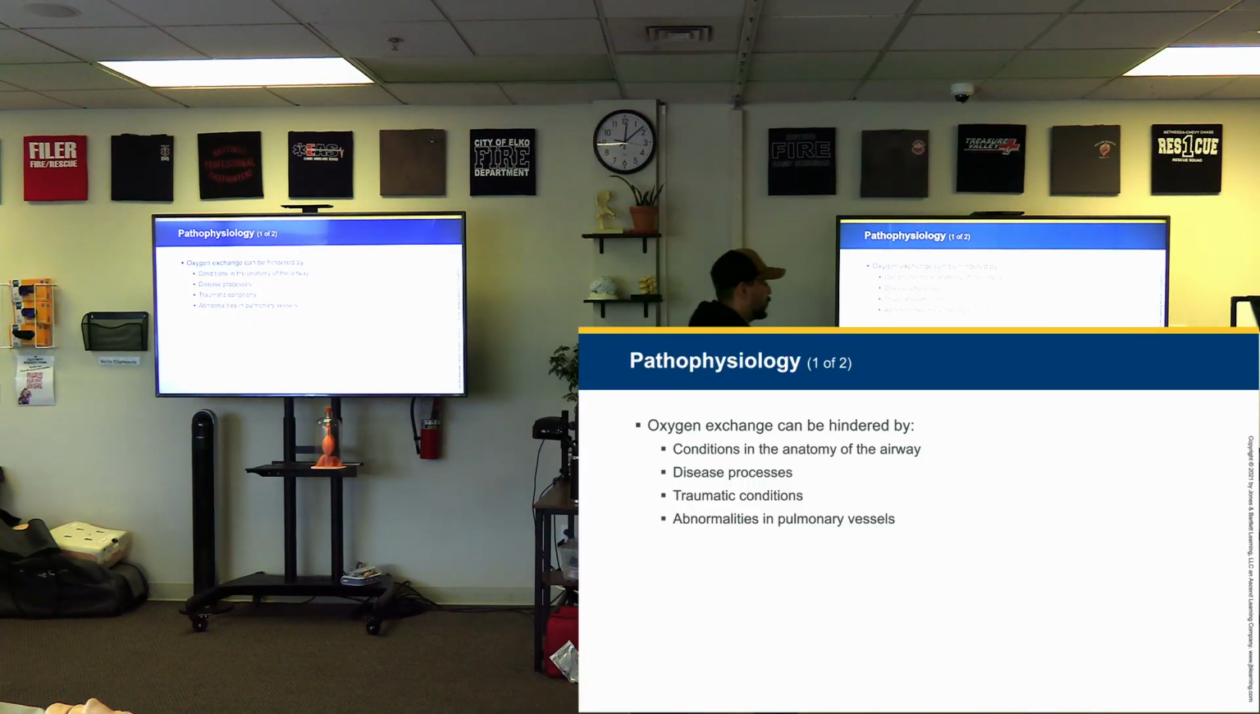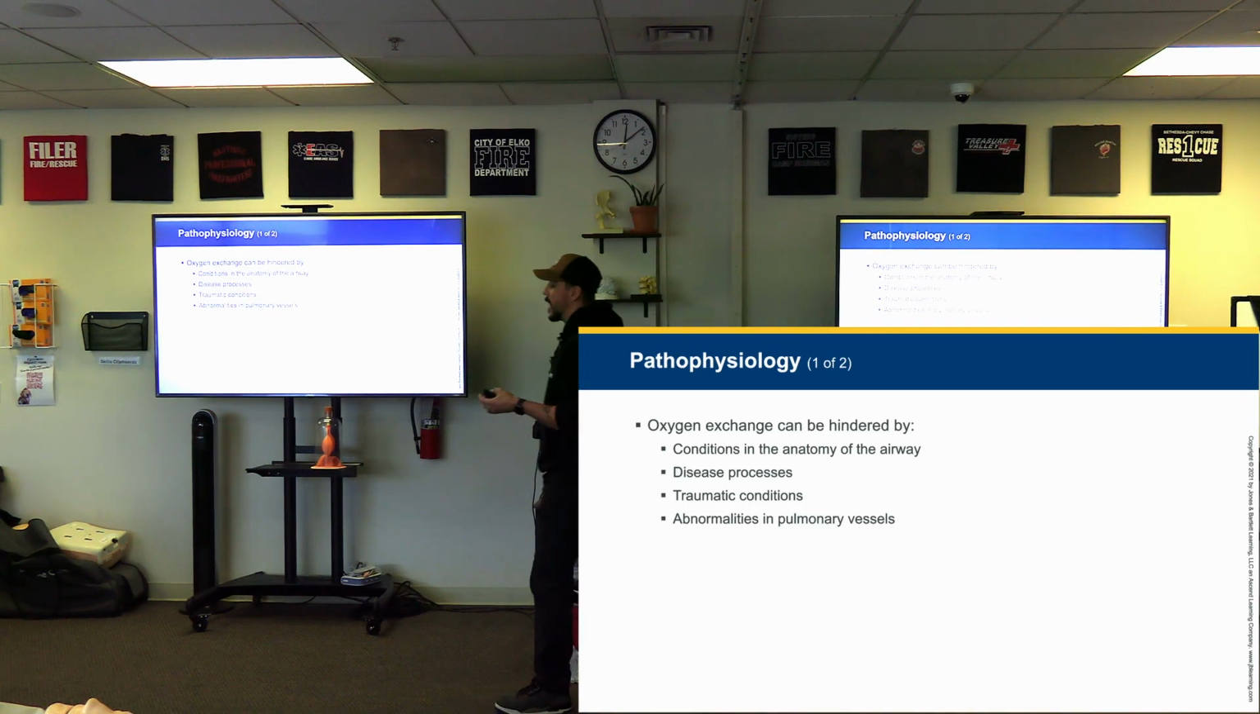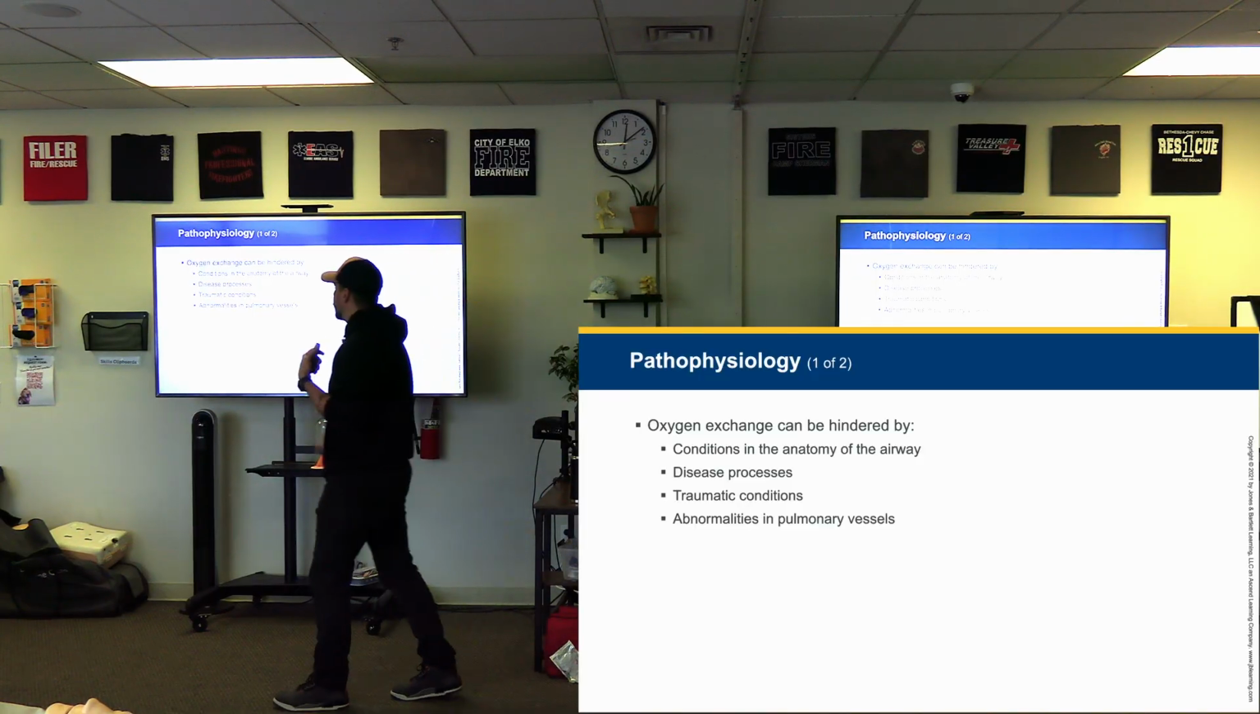Going back to traumatic conditions, so trauma I kind of touched on, but if we even go back to conditions of the anatomy, everybody's a little different, and some people's tissues develop strangely or abnormally during development, okay? And then lastly, you can have abnormalities in pulmonary vessels, right? Is there like a clot or something in there, or narrowing of vessels that's going to inhibit the amount of blood that can actually have that air exchange happening?